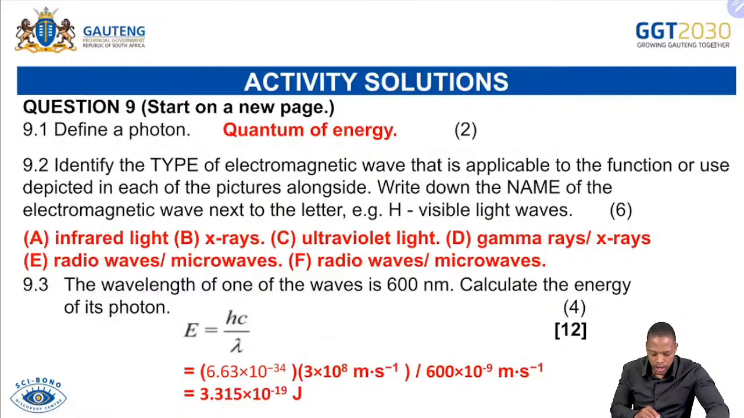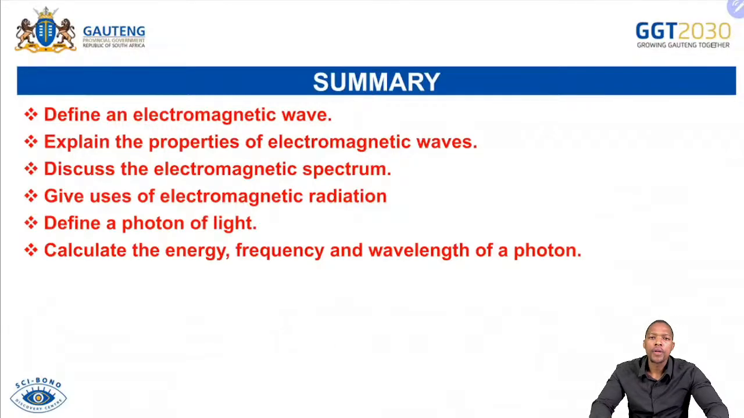And then in the calculation of 9.3 there, we had 6.63 substituting there as Planck's constant multiplied by C, which is 3 times 10 to the power 8, over 600 times 10 to the power minus 9, which is what? Nanometers per second. And you get your answer like that. Okay? All right. So, grade 12, let's look at the summary for today. Things that we have looked at and considered.